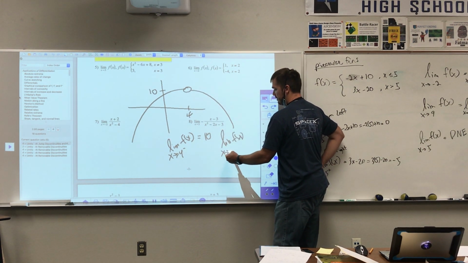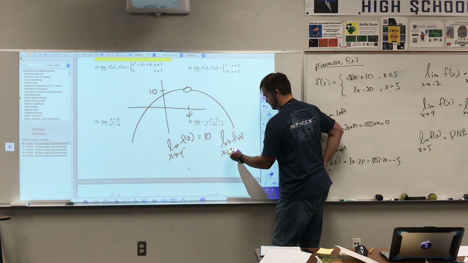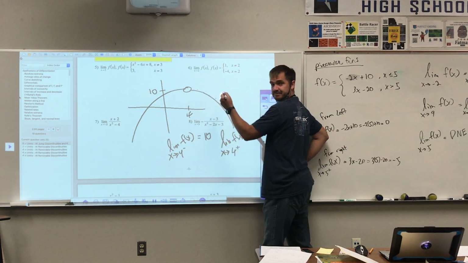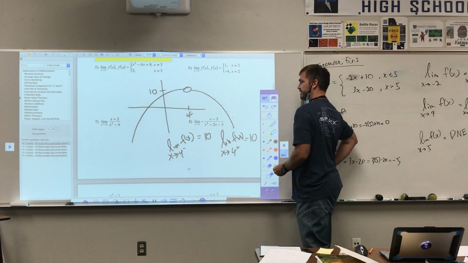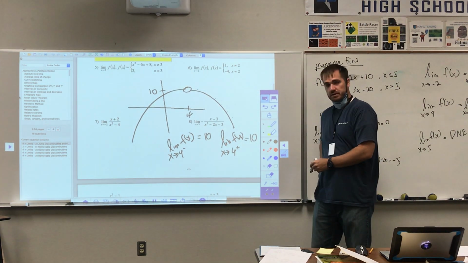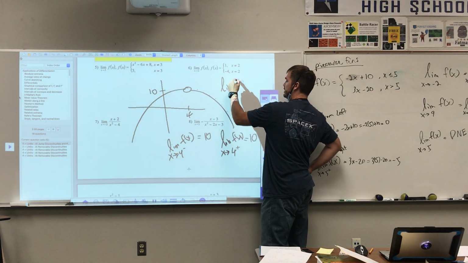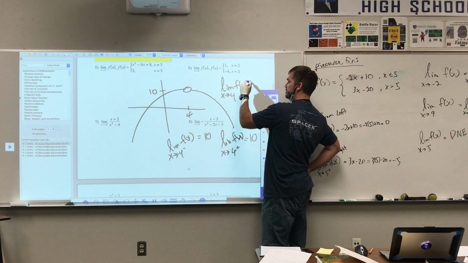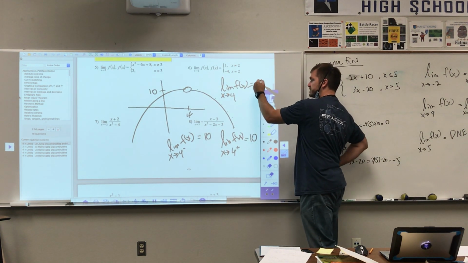Sarah, what is the limit of f of x as x approaches 4 from the right? 10. So, class, what is the limit of f of x as x approaches 4? 10, right? It's approaching the same thing on both sides, okay?